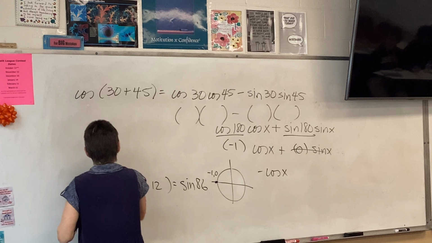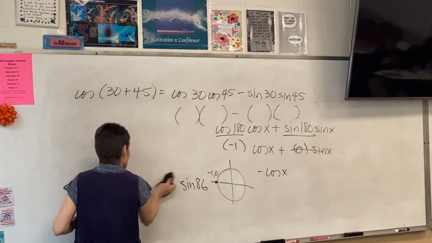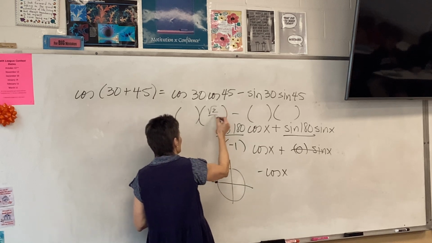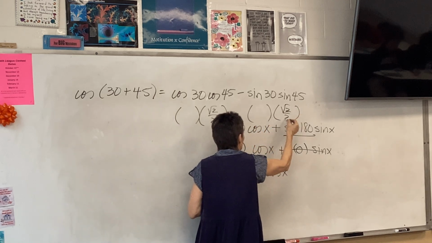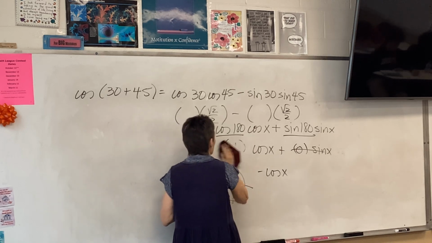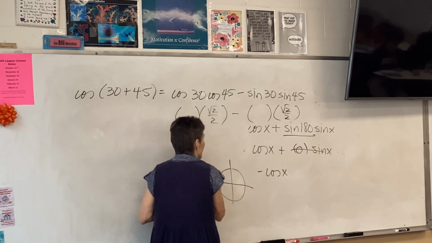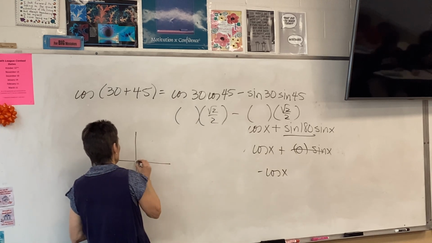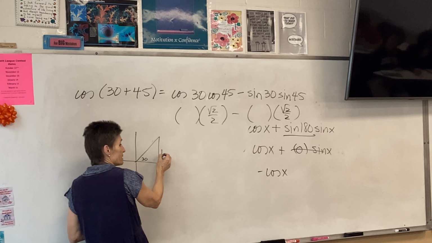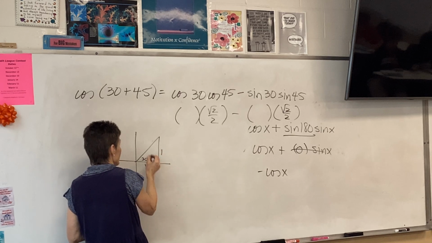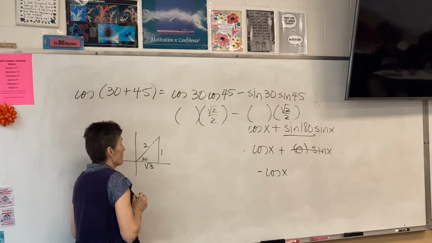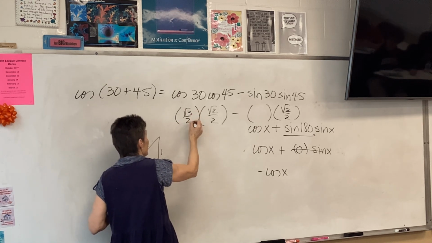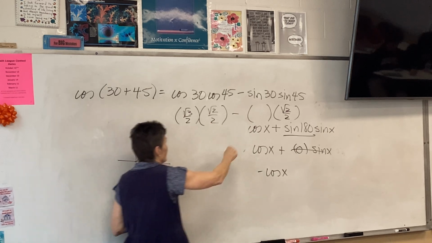Draw out whatever you need to draw out. I think you probably know the 45s. They're root 2 over 2. But the 30s, you might have to draw out to keep them straight, or maybe you've got it memorized. In your 30 triangle, this is 1, this is root 3, and this is 2. So cosine is root 3 over 2, and sine is 1/2.